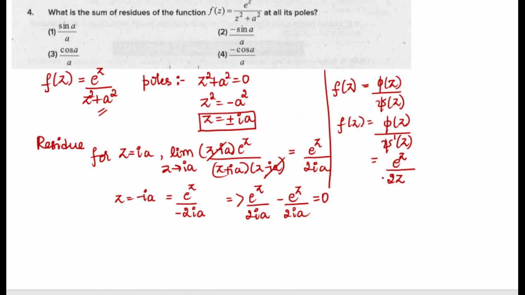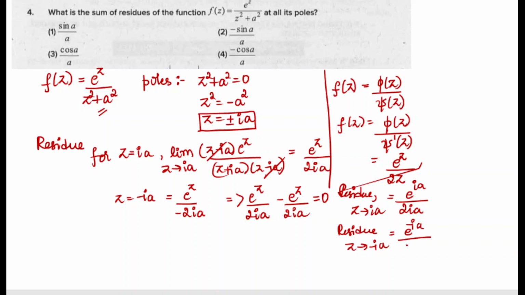Now for this, I need to apply the residues. So if I apply the residues, what will be the solution? I am going to write here the residue for z equal to ia, which is e to the power of ia divided by 2 times ia. The residue for z equal to minus ia is e to the power of minus ia divided by minus 2 times ia.